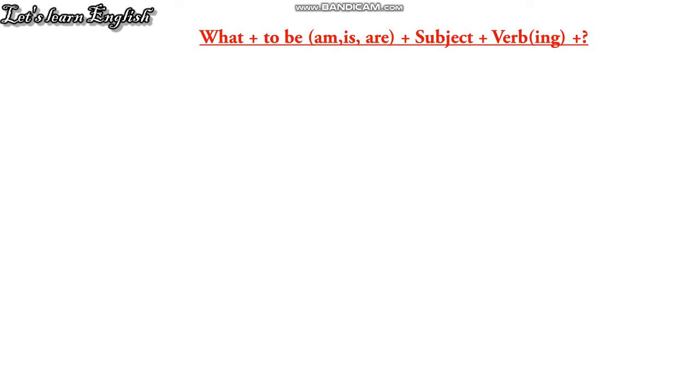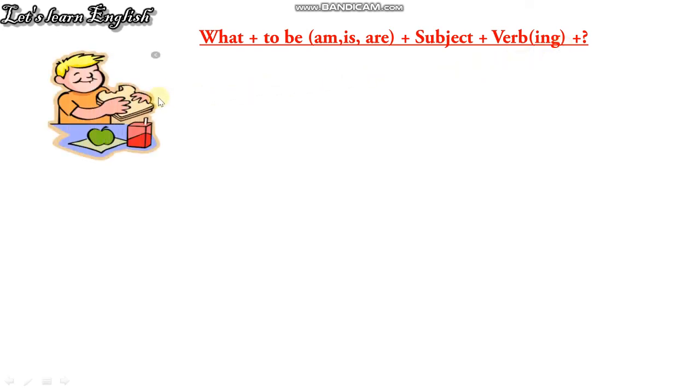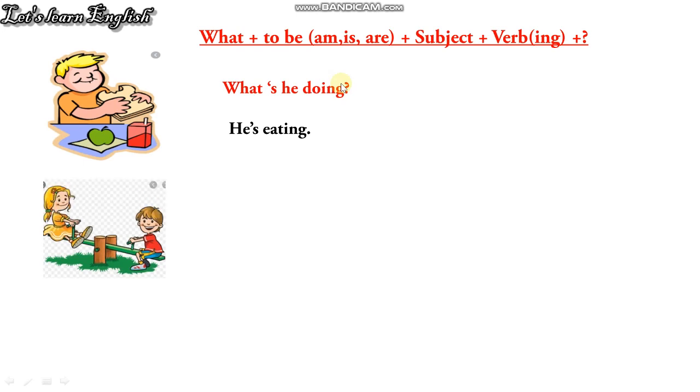Normally when people say somebody is doing, that means it's from the question like what plus to be. To be means am, is, are, plus subject plus verb ing. For example, picture number one. The question is, what's he doing? So the answer is, he's eating. Picture number two. What are they doing?